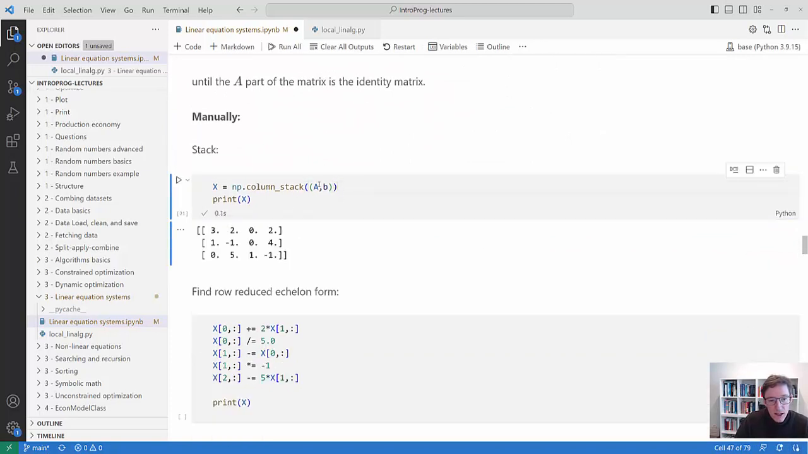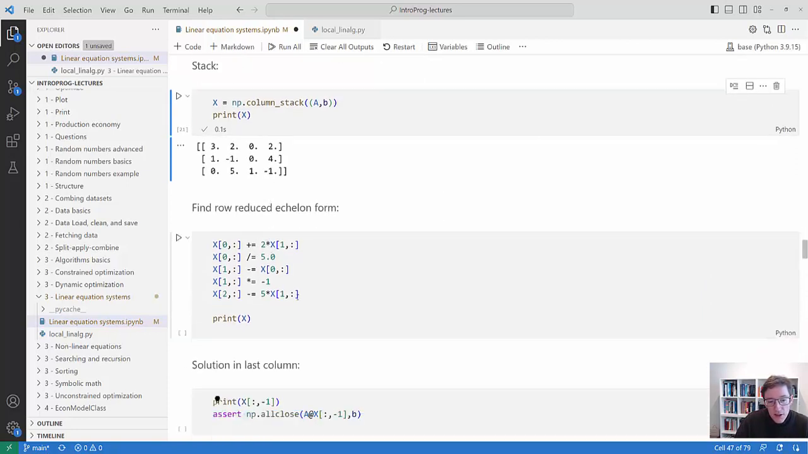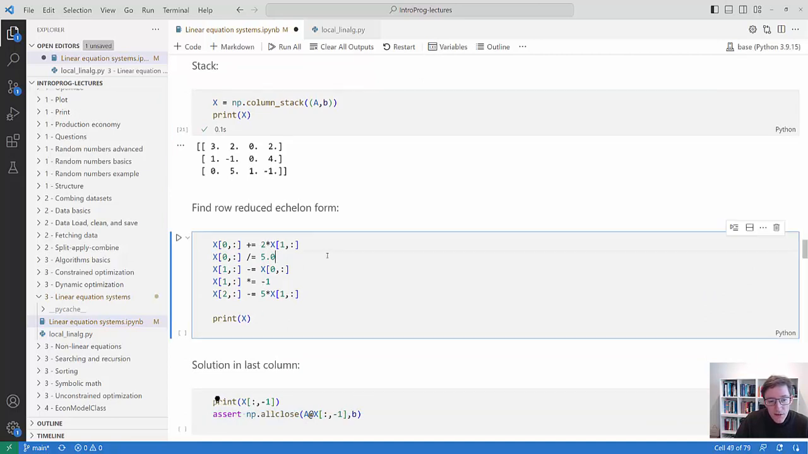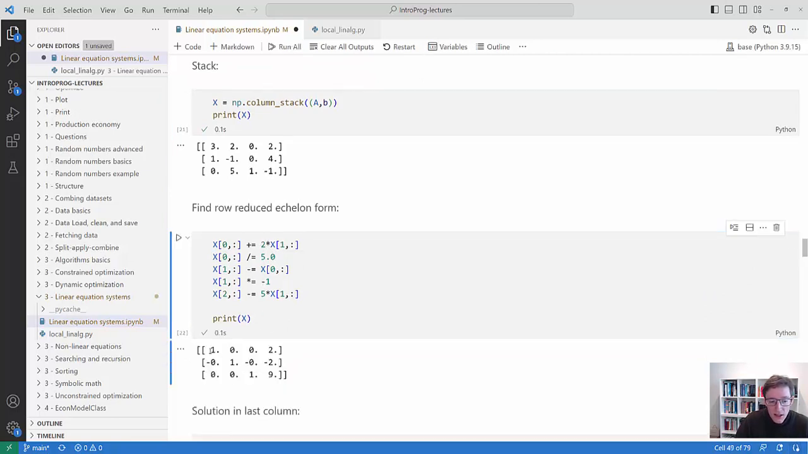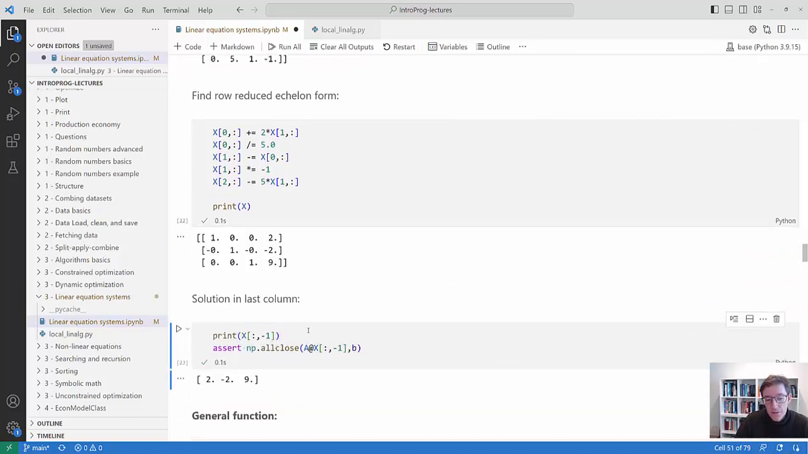So here I'm just taking my A matrix and stacking the B matrix at the end. And then I found out that if I do these operations in turn, then I will end up with an echelon form. So here I'm taking the first row and adding the second row 2 times, then I'm dividing the first row by 5, then I'm subtracting the first row from the second row, then I'm multiplying the second row with -1, and I'm subtracting the second row 5 times from the third row. And then if you do that, you end up with this identity matrix in the A part, and you have our solution in the last column.